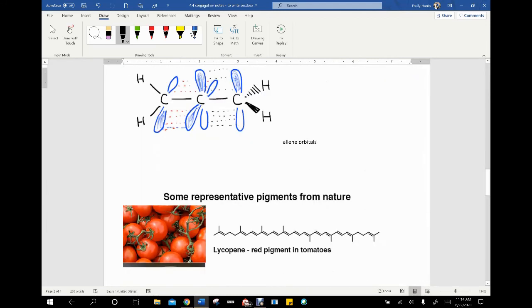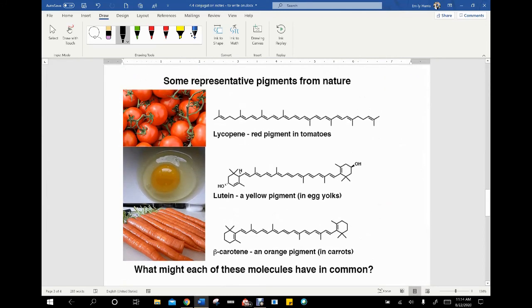And this explains some of the colors that we see in our food. For example, lycopene is the red pigment found in tomatoes. Lutein, a yellow pigment, occurs in egg yolks. And then beta-carotene, an orange pigment, is found in carrots. And so it's these molecules and their structural characteristics that lead to these big macroscopic properties that we can see, such as the color of some of our foods.